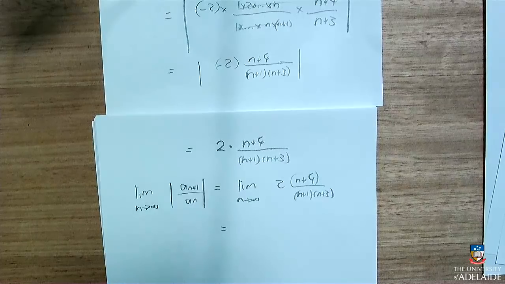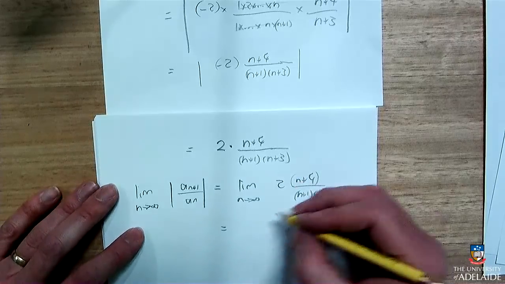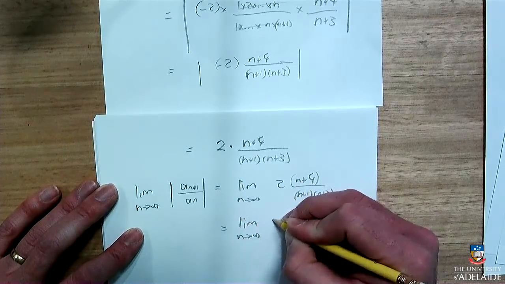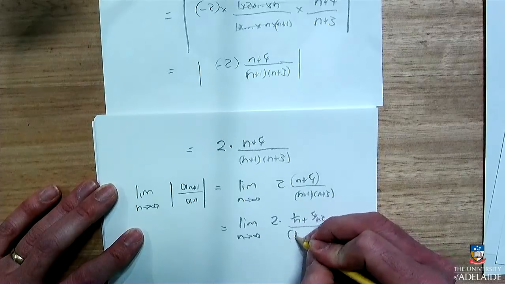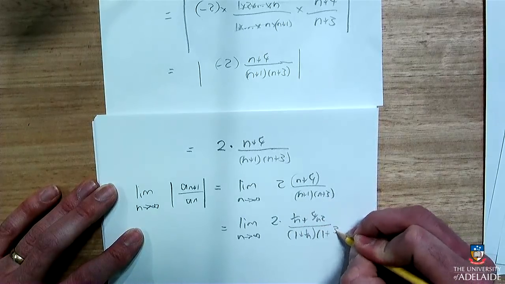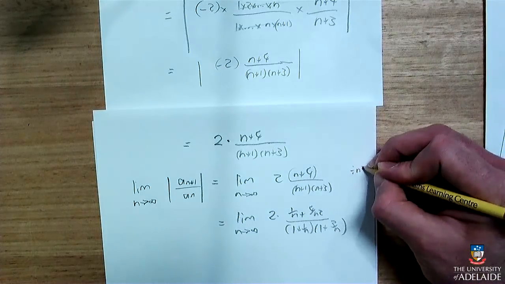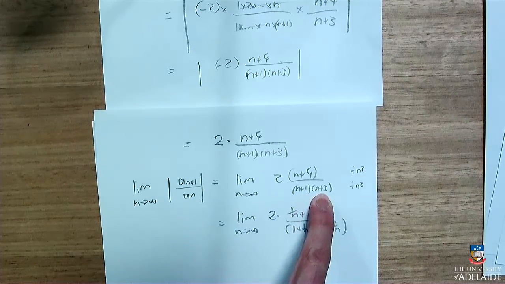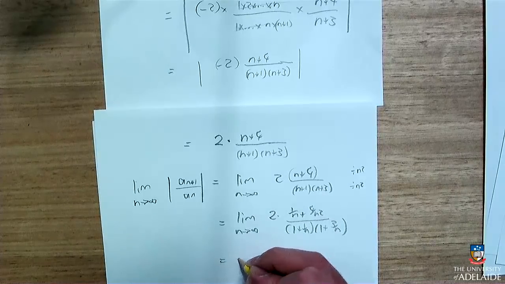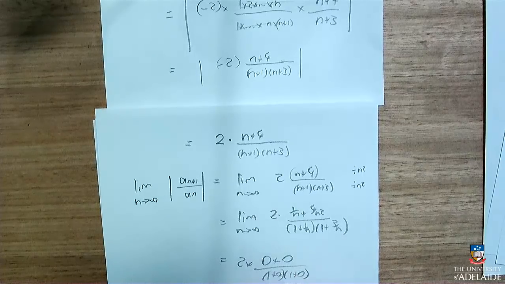I should divide by the biggest power of n that I see. It's an n squared on the bottom, and that means I should divide the top and bottom by n squared. That would be a 1 on n. That would be a 4 on n squared. If I divide this one by n, I'll get 1 on n. And then this one I'll get 3 on n, like that. So I divided the top and the bottom by n squared to get from there to there. So dividing by n squared is the same as dividing this one by n and that one by n. Which is 2 times 0 plus 0 over 1 plus 0 times 1 plus 0, which is 0.